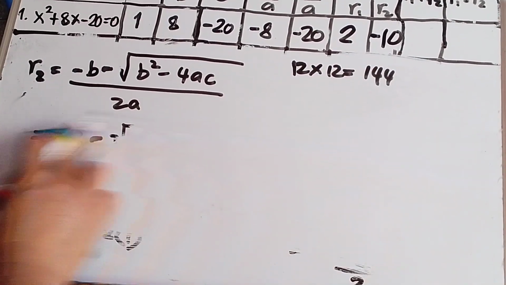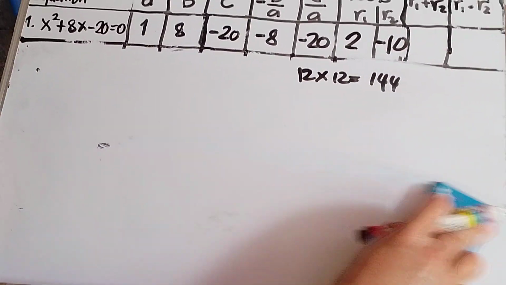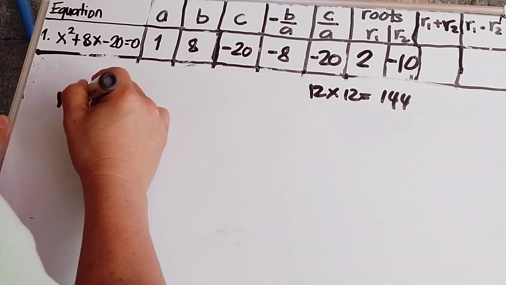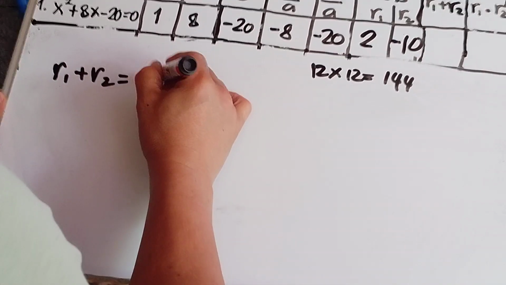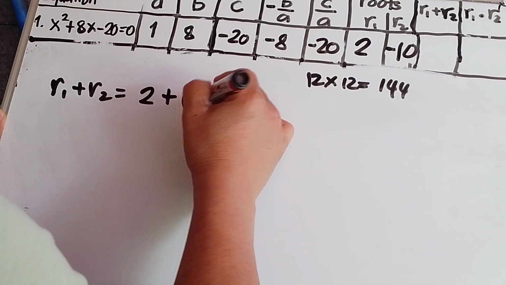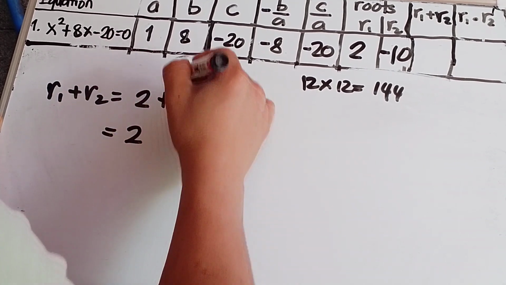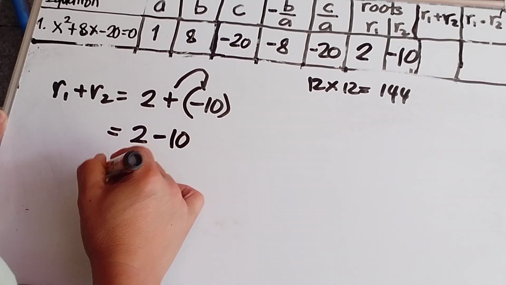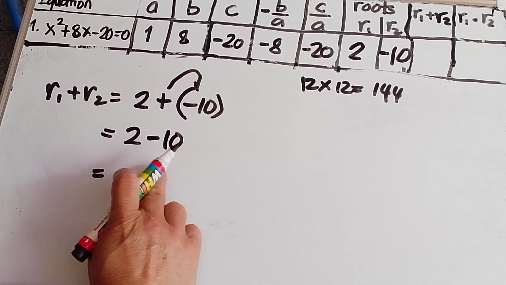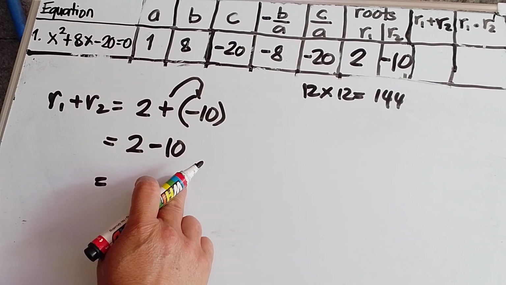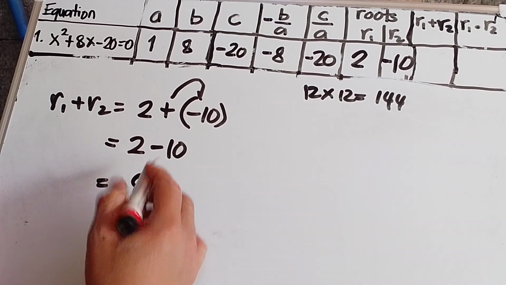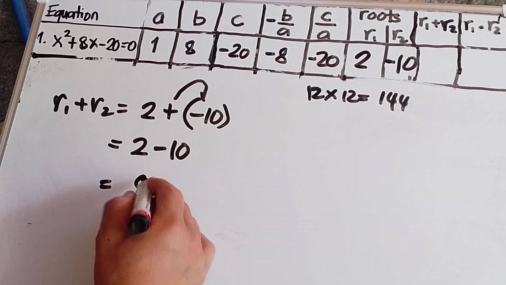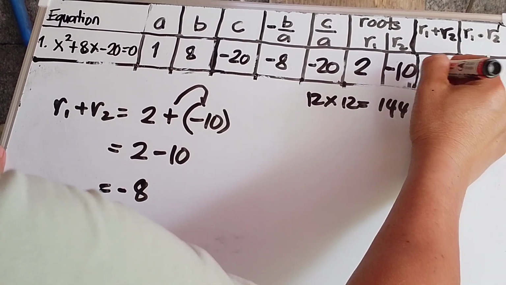Now let us solve R1 plus R2. Addition. R1 is 2 plus R2 will be negative 10. We need to distribute the sign. Positive plus negative is negative. So what is 2 minus 10? Unlike sign, so use subtraction. 10 minus 2 is 8. Then what's the sign? Which one is greater, 10 or 2? Greater is 10. So 10 is having a negative sign, so this will be negative 8.